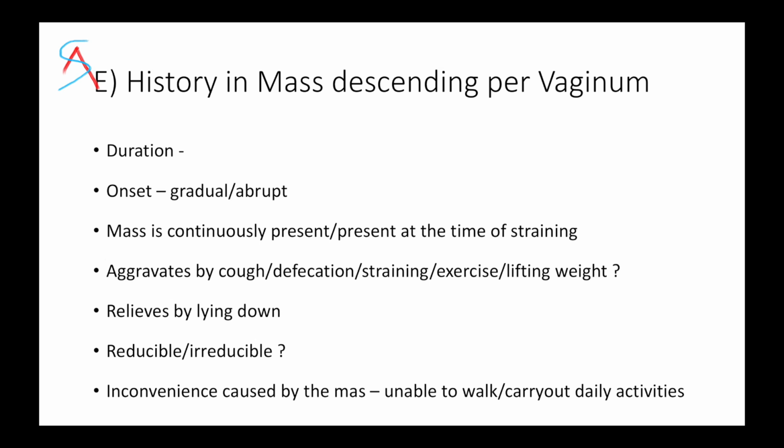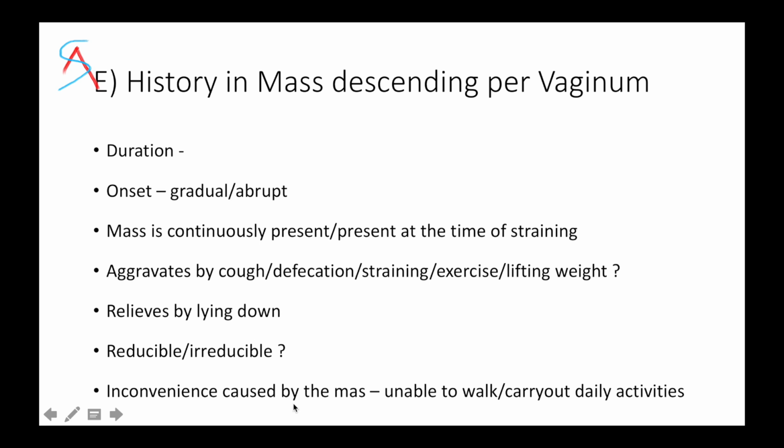If the patient gives a history of mass descending per vaginum, you have to ask the duration and how the onset was, whether the mass is continuously present or comes only at the time of straining. Straining, like in exercise, defecation or weightlifting, aggravates the mass, or it relieves by lying down. Ask whether it is reducible or irreducible, because the management will differ. If the mass is irreducible, mostly it will be because of local edema and venous congestion, so you first put a glycerin dressing to reduce the mass, then take the patient for surgery.